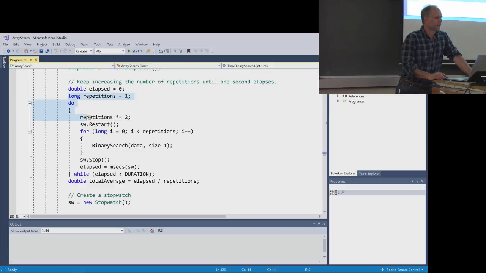All right, so what am I gaining by doing this? Besides, I'm saying you should only time long intervals of time. What else am I accomplishing? What other guideline am I now obeying? Yeah? You're warming it up.